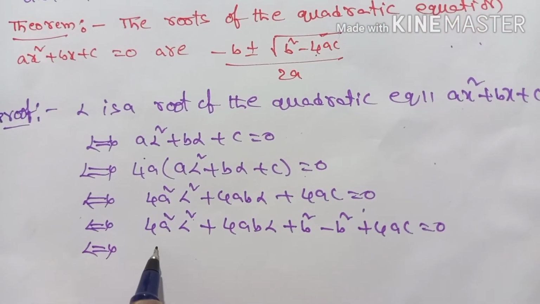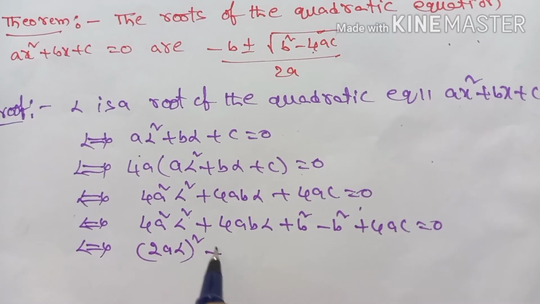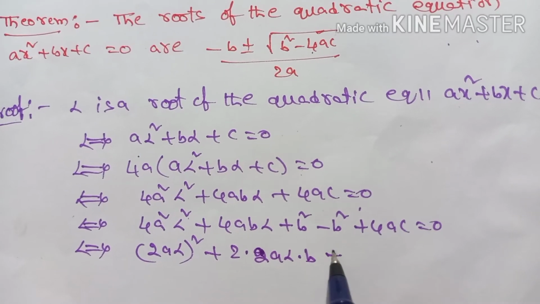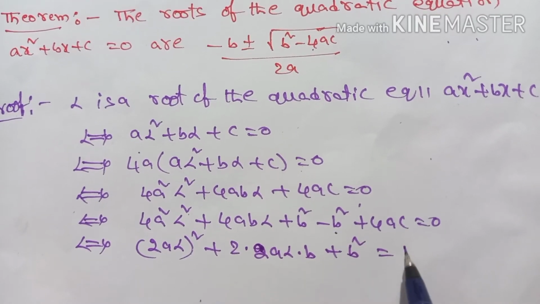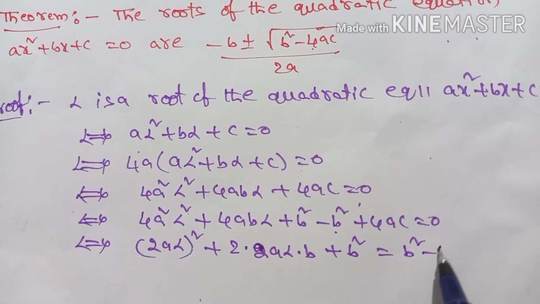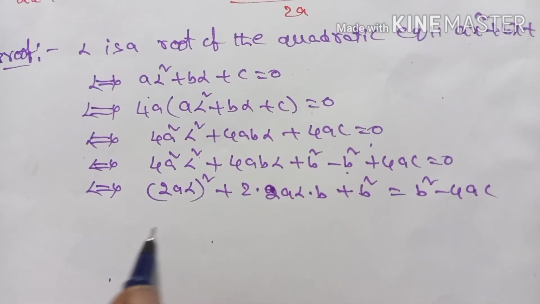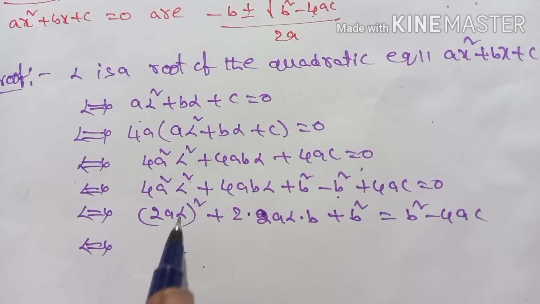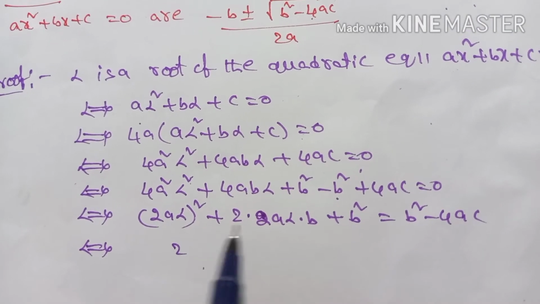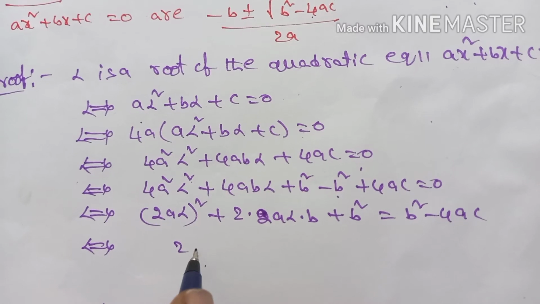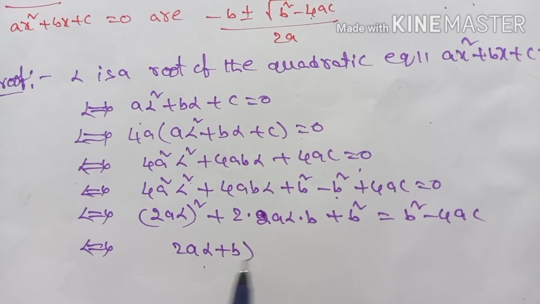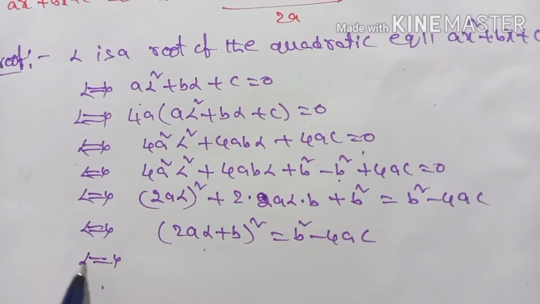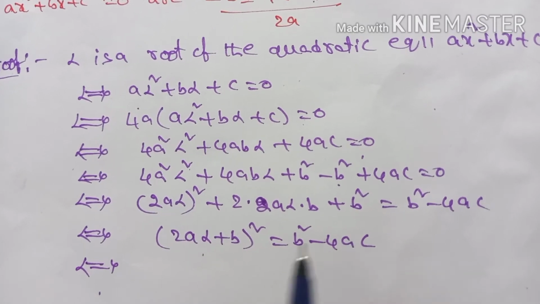This can be written as 2a alpha whole square plus 2a alpha into b plus b square. Minus b square, taking the RHS side, plus b square plus 4ac, taking this side minus 4ac. Which implies a square plus 2ab plus b square, where a means 2a alpha, b means b only. A square plus 2ab plus b square, a plus b whole square is equal to b square minus 4ac.